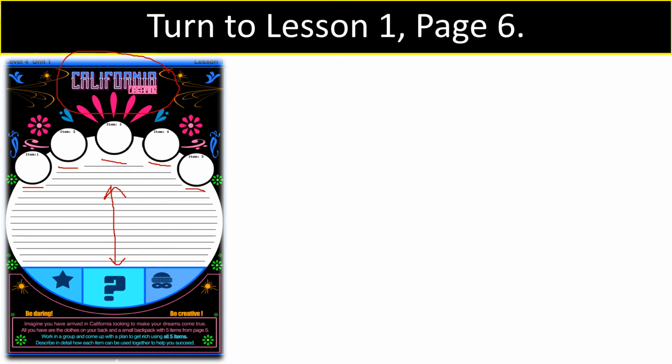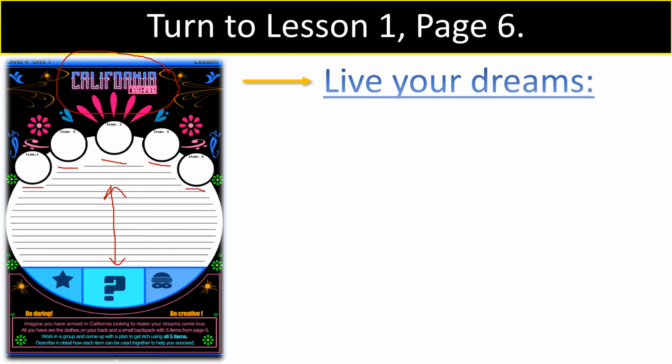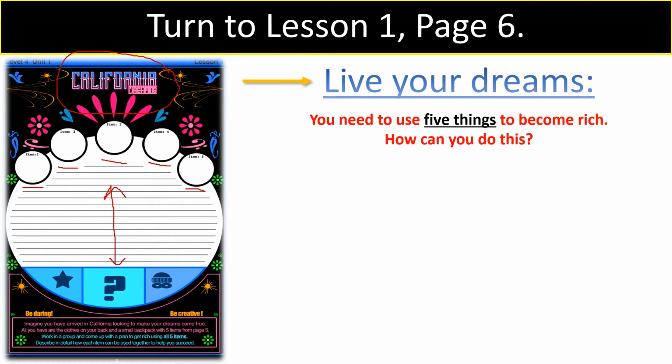Now, what are we going to be writing about? Let's have a look. Live your dreams. Much like people that moved to America and then moved to California, it was all about making dreams come true. So the idea today is that you need to use 5 things to become rich, to make lots of money. How can you do this?